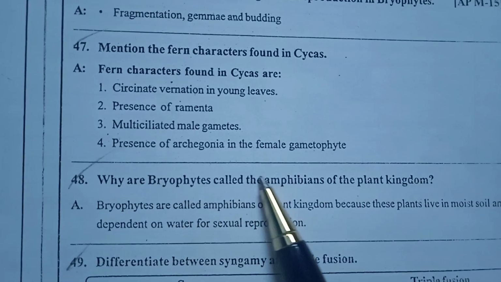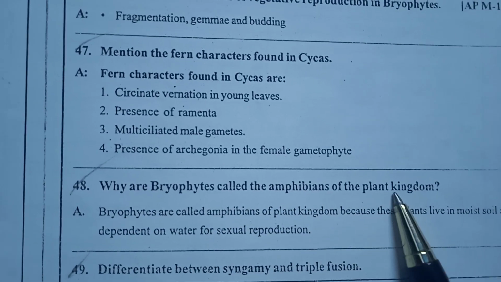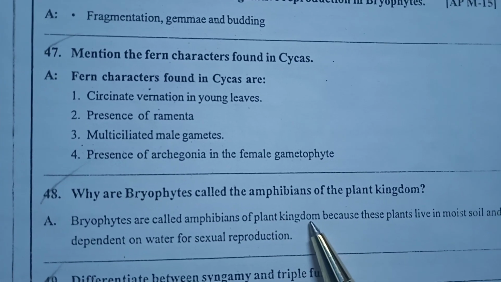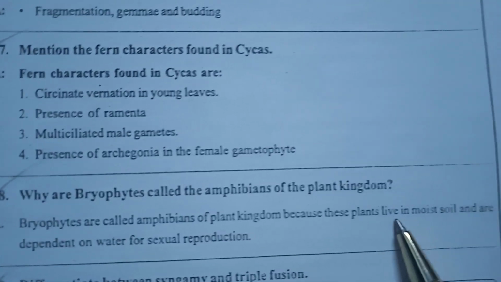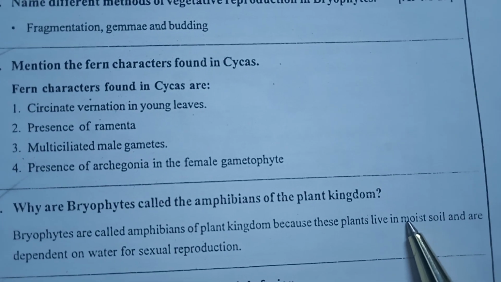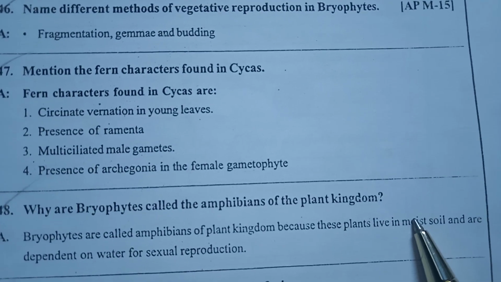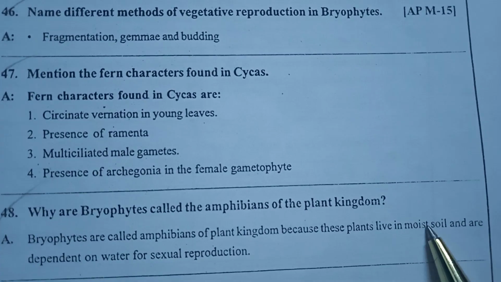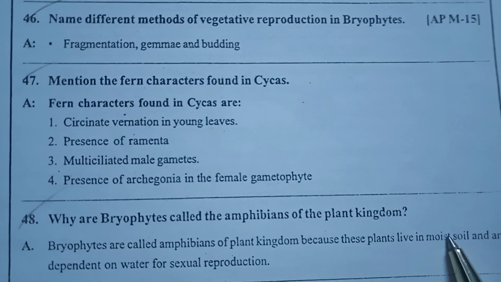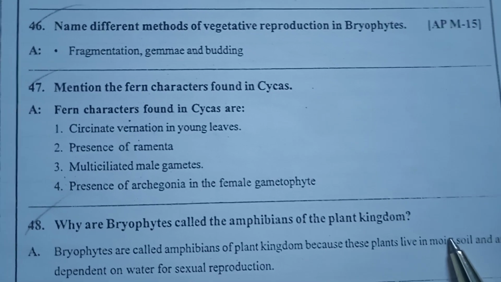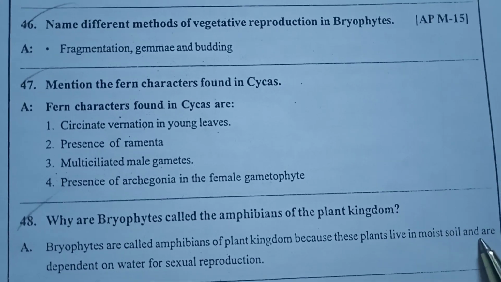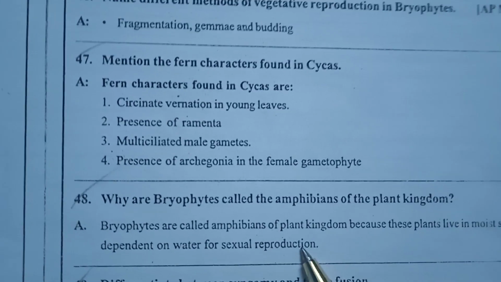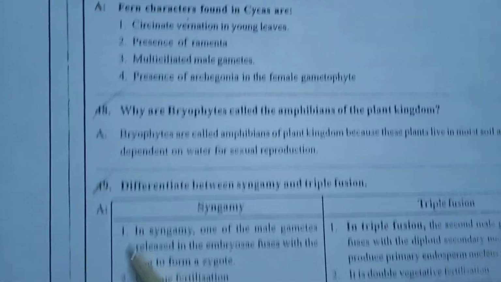Why are bryophytes called the amphibians of plant kingdom? Bryophytes are called amphibians of plant kingdom because these plants live in moist soil. Moist soil means soil that has the right amount of water for plants to grow, and they are dependent on water for sexual reproduction.